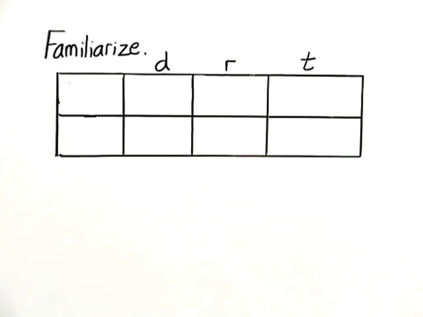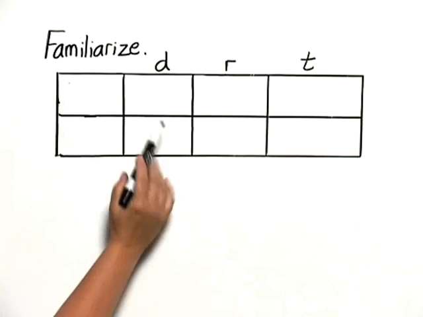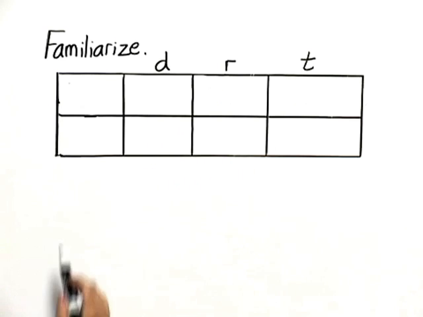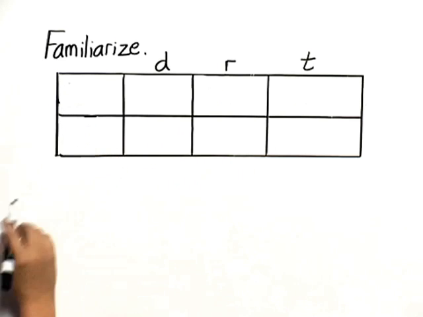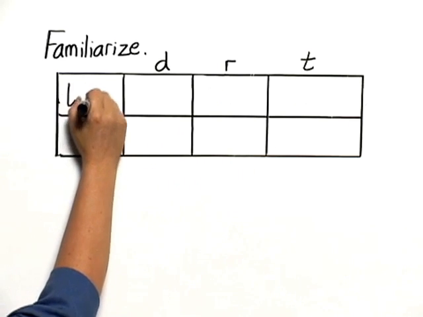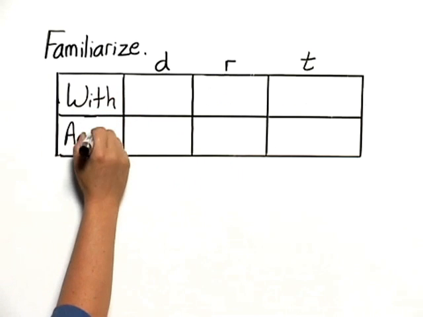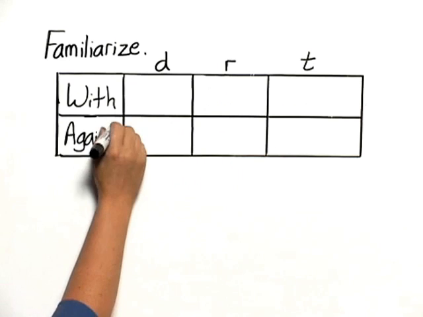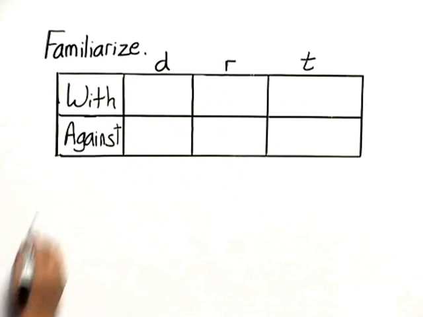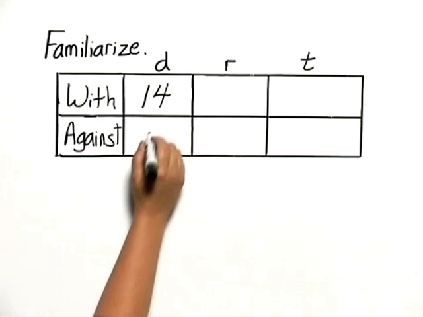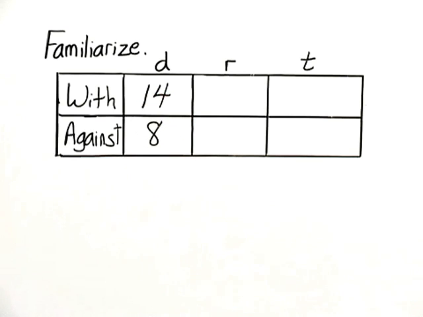Whenever we have a motion problem, we can organize our information in a table, something like this, where we have a column for distance, one for rate, one for time. And we have, in this case, two motion situations, one bicycling with the wind and one bicycling against the wind. Let's see what numbers we know. Well, we know that with the wind, he biked 14 miles, and against the wind, 8 miles.